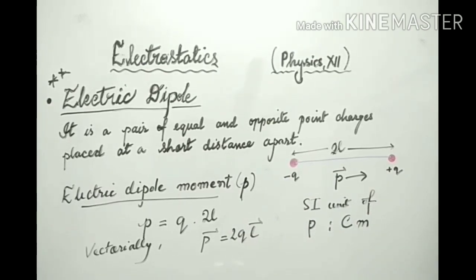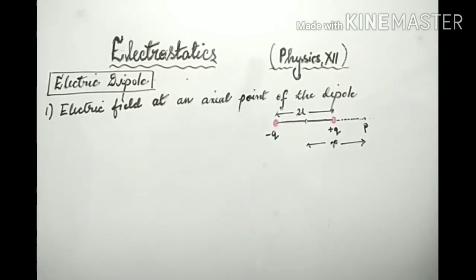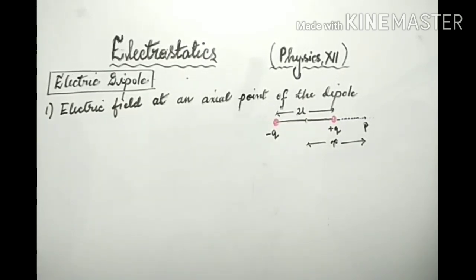Now we will see how to find the electric field due to an electric dipole at two positions, one at the axial position and another at the equatorial position of an electric dipole. Let us see now how to find the electric field at an axial point of a dipole. But before that, let me mention one thing.